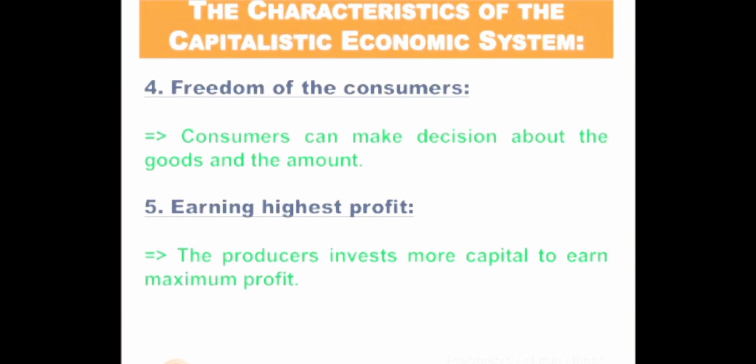Fifth point is earning highest profit. In the capitalistic economic system, the producer's objective is to earn the highest, maximum profit. From this point of view, a producer can invest more capital to earn more profit. Investment means using new capital goods with the existing capital goods. When the producer uses more capital goods with the existing capital goods, his expectation for earning highest profit will increase.